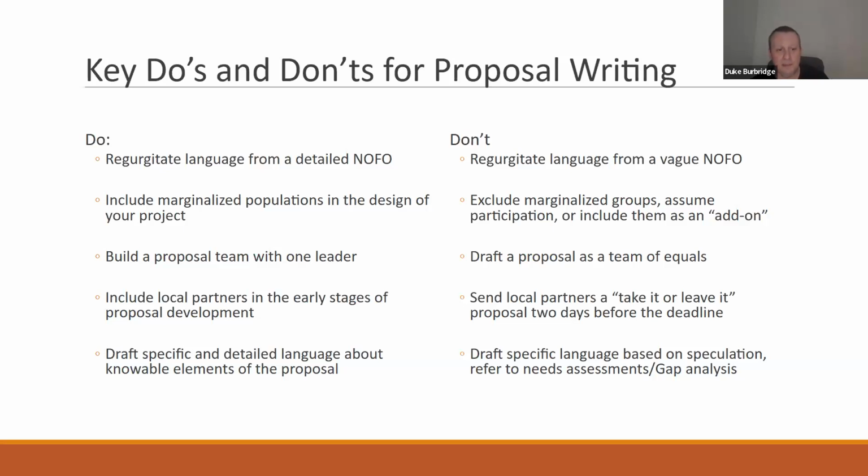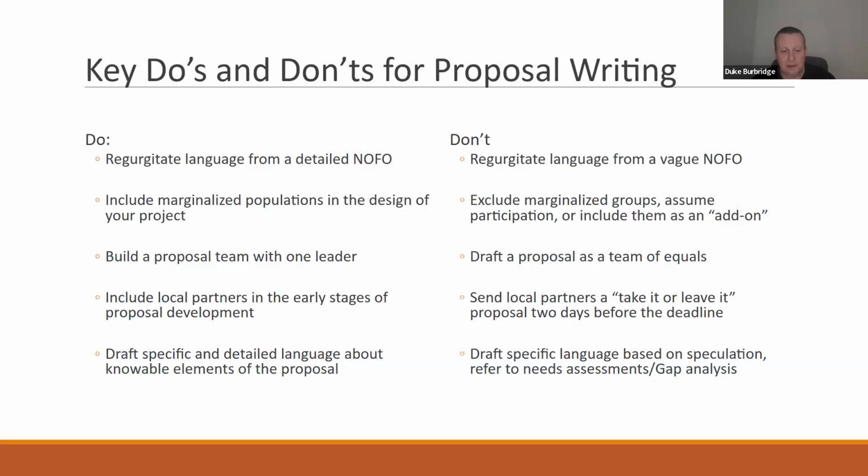Do draft specific and detailed language about the things you know about. Don't draft specific language based on speculation. Refer to a gap analysis or a needs assessment. Now, what I mean by that is that if you are doing a project to improve water access, or people's access to clean water, if you know the area very well and you know what's going on that week, that month that you're writing the proposal, maybe then you can say, we're going to fix this pipe, we're going to connect this irrigation system to the public water. Then you can be very specific if you know what's happening. But it's okay if you don't.